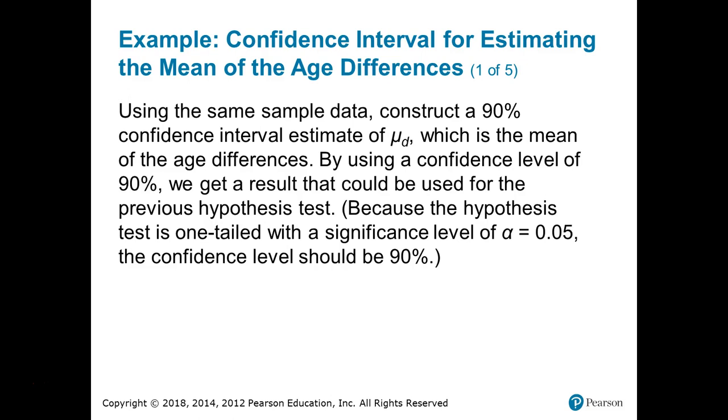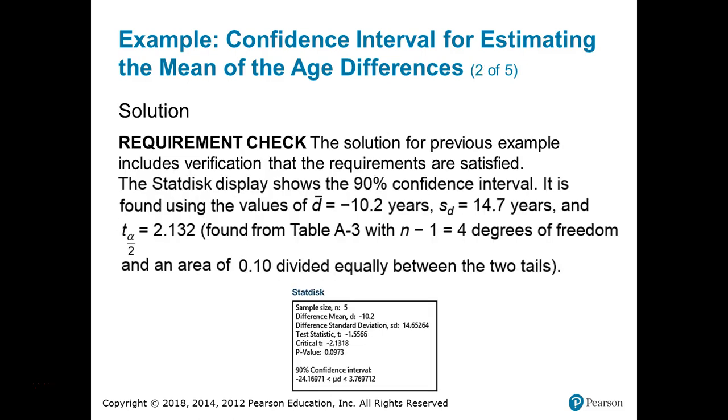So finally, we just solved it from the p-value and the critical value. Now we have to do, you guessed it, the confidence interval. So same data sample, construct a 90% confidence interval. Because we are doing a hypothesis test for a one tail with a significance level of alpha is 0.05, the confidence level we're going to do as 90%.